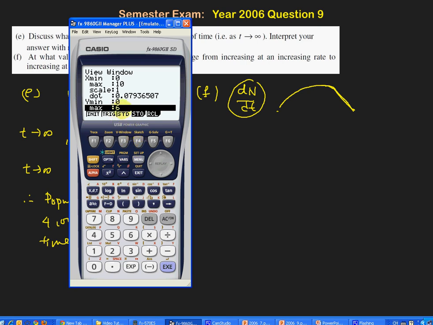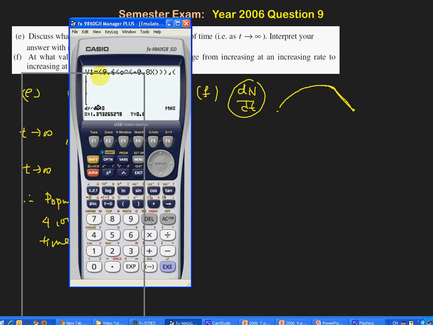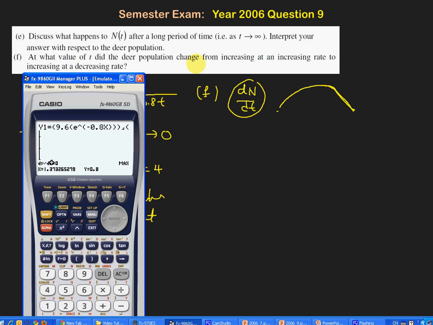So we are ready to sketch it. So here it is. There's a maximum, as you can see here. If you don't see, I'll try to get nearer to it. It's right here, and so I can use the calculator to solve for me to find the maximum. And this is 1.373. So this is the value of time where the deer population changes from increasing at an increasing rate to increasing at a decreasing rate, at the maximum point.